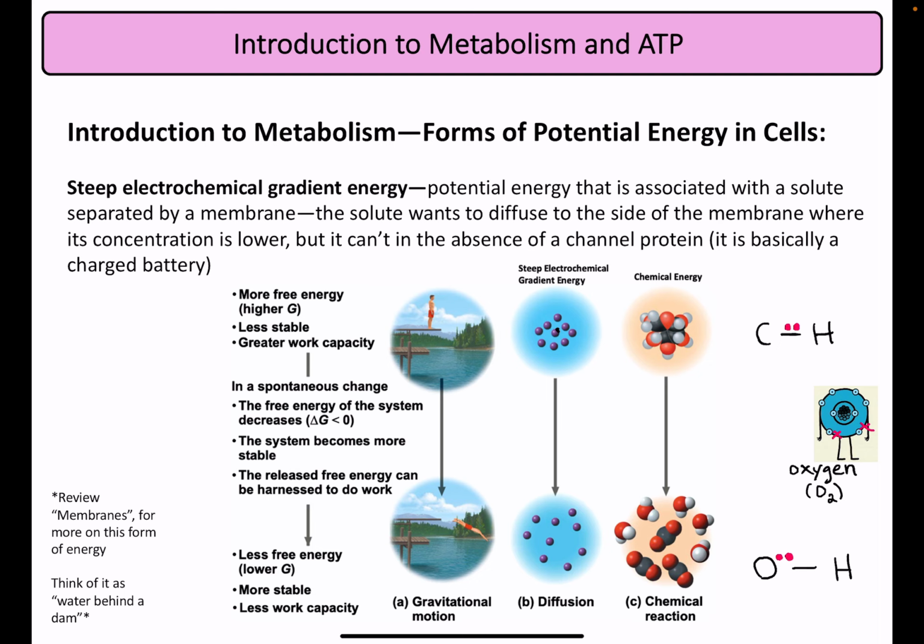The other major form of energy utilized by cells is something called a steep electrochemical gradient. We learned about this in our discussion on membranes, but it is basically the tendency of a solute to want to diffuse across a membrane from its area of high concentration to its area of low concentration, right? Going downhill, releasing energy as it does so.